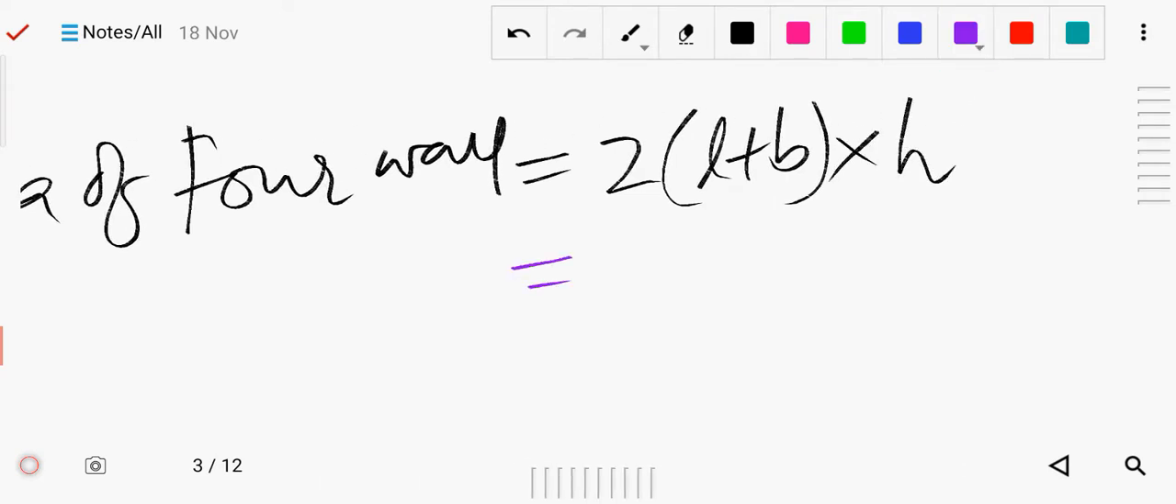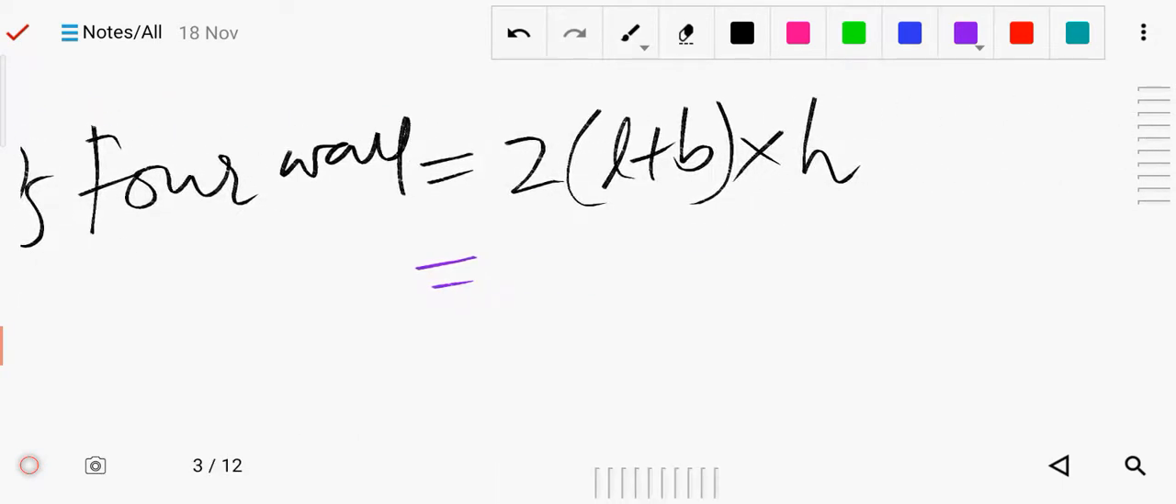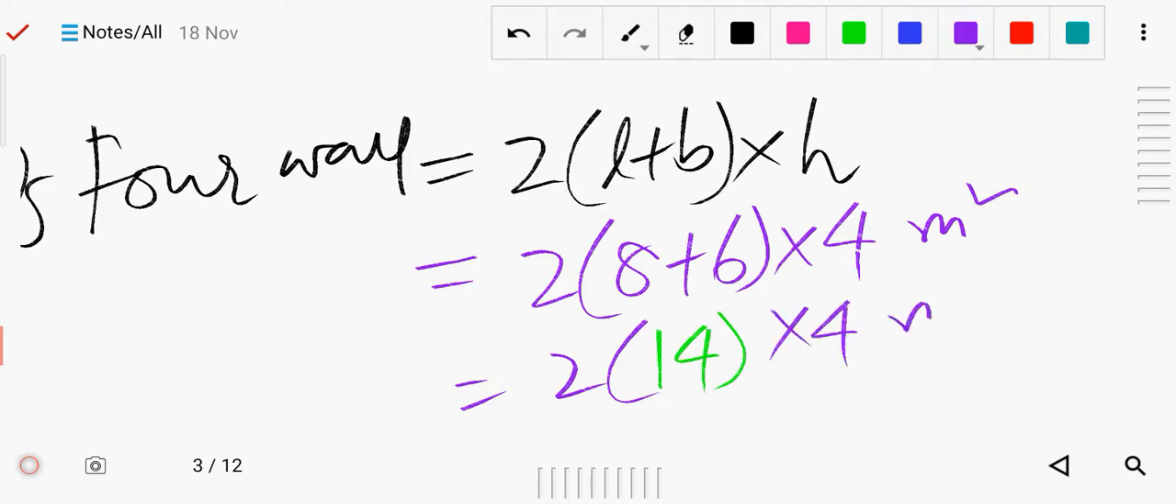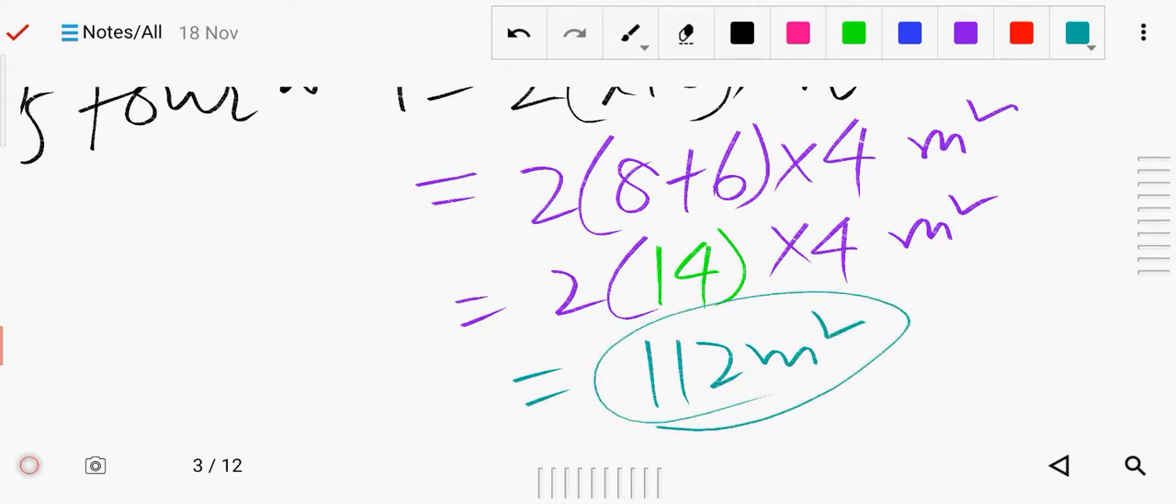Now one by one we will put the values. L is 8, B is 6, and H is 4 centimeter, so 8 plus 6, and H value is 4, and this will be in the meter square. First of all, inside the bracket we will solve. 8 plus 6, it will be 14. Now there is 4 meter square left. Now we will multiply these all. 14 into 2 is 28, into 4 is 112 meter square. So your answer is 112 meter square.